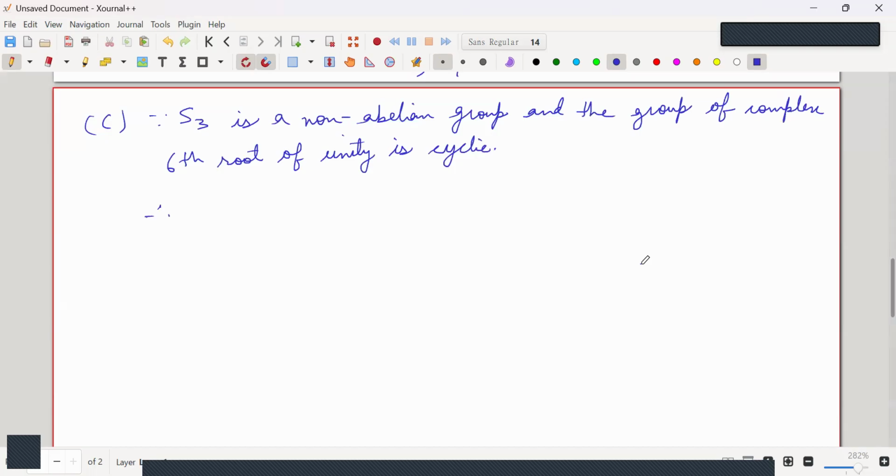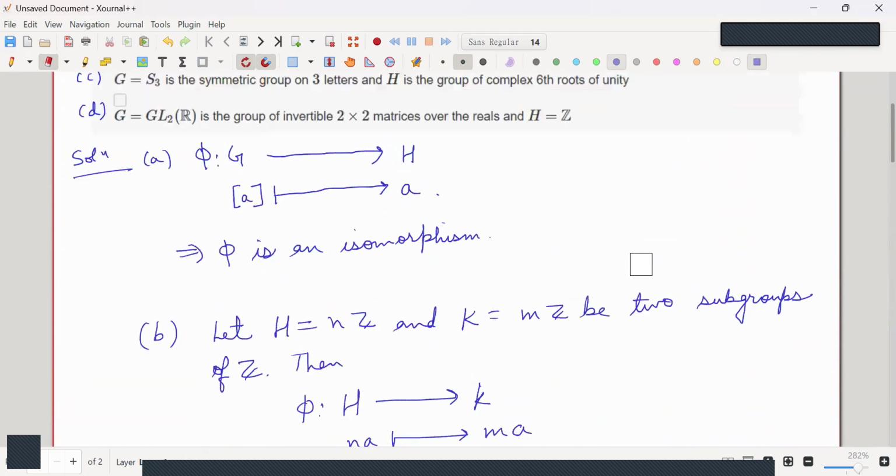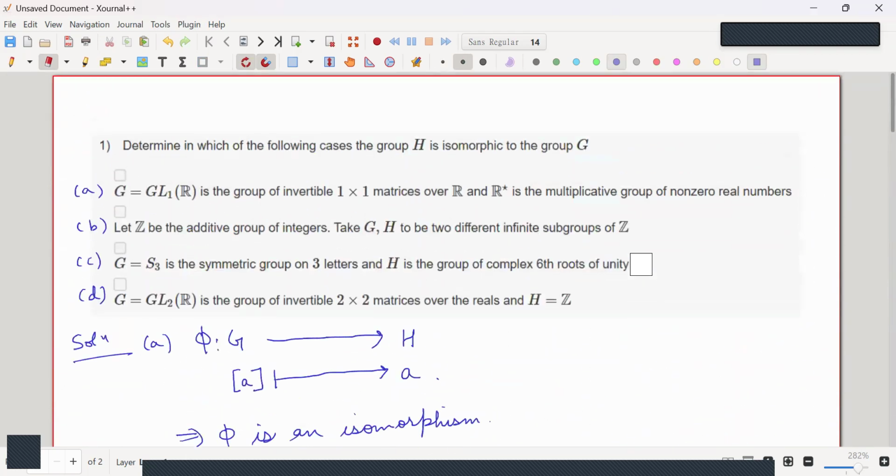Therefore, G is not isomorphic to H. So this is your G, and this is your H, or it is already given in the question. So let's not make it more clumsy. Okay. So what about the next one?